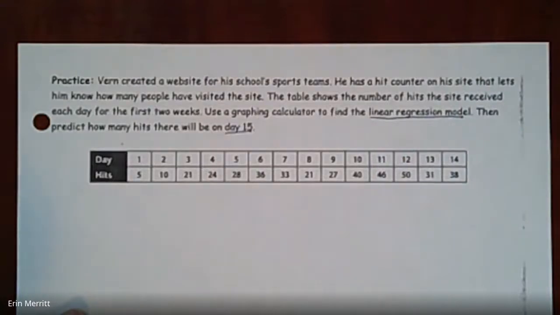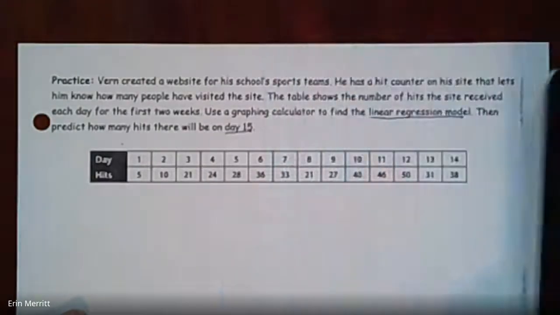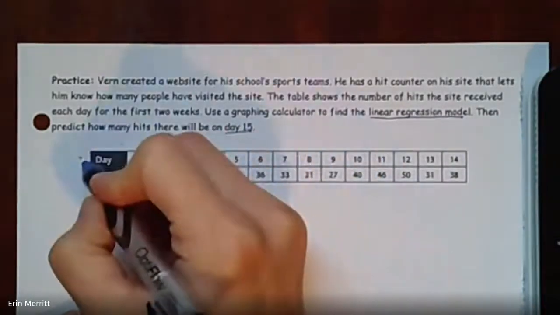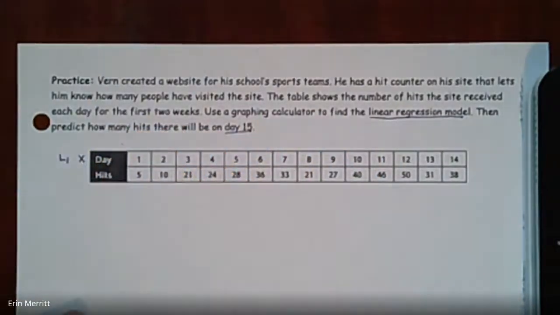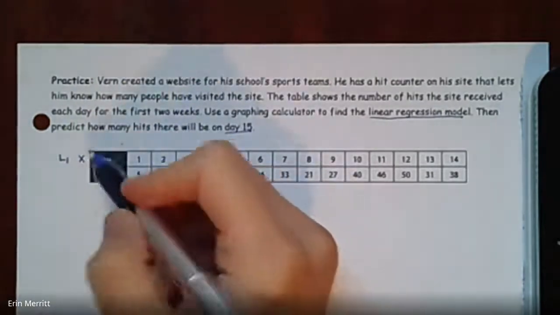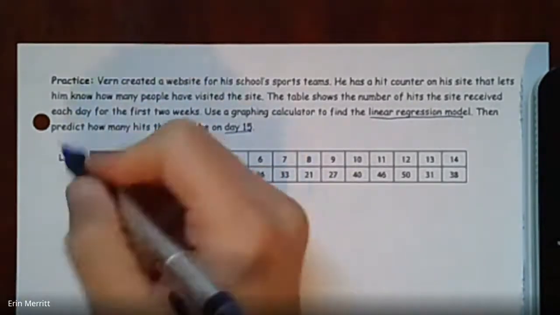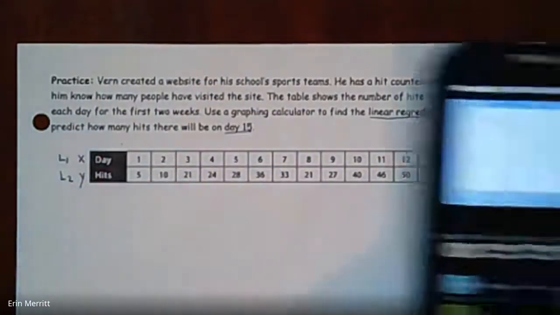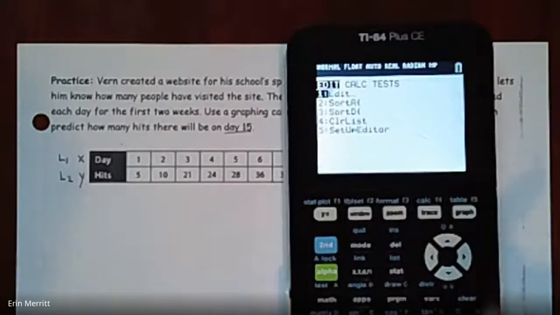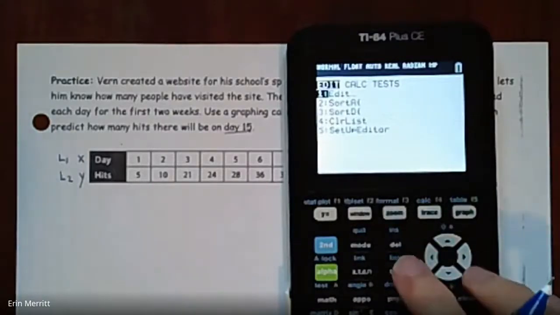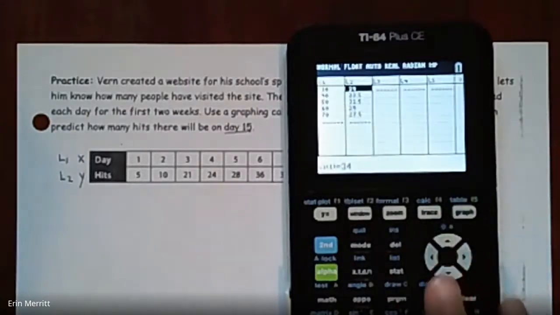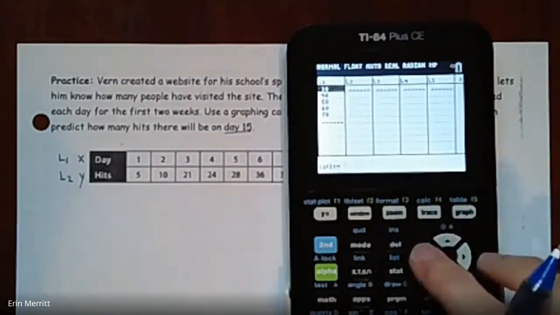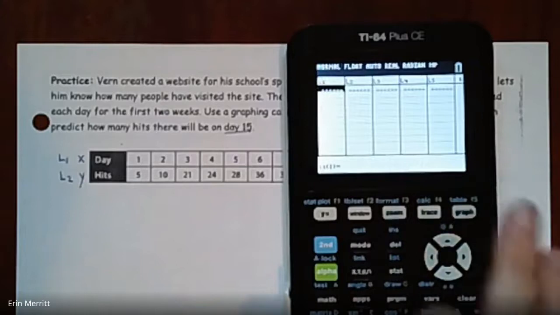All right. First things first, we have to get all of this data into the calculator. So days, that's my independent variable. That's my X, and therefore my L1. The hits, the number of visits to the site, that's dependent on basically how many days it's been open. So that's my L2. Right. So into your calculator, go to Stat, Edit, and now remember, go up, highlight L2, hit clear, hit enter. Hit clear, hit enter. All right.